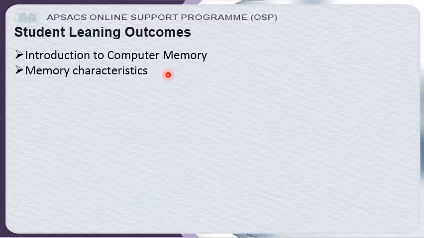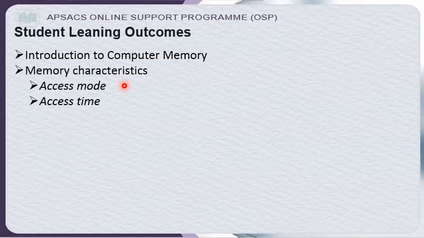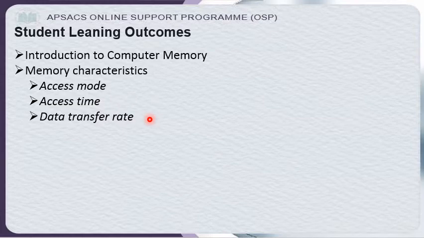What are those characteristics? Access mode, access time, data transfer rate, capacity, cost. So these are 5 characteristics of a memory. Depending on these characteristics, we distinguish or we select a memory.